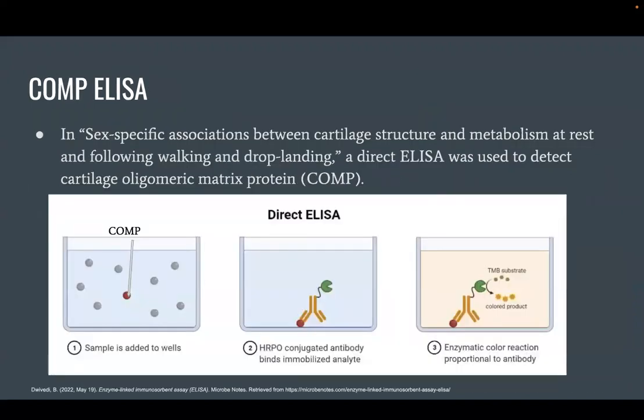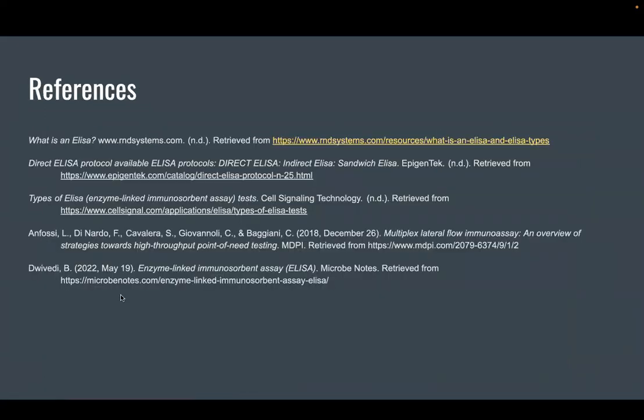So the specific paper I looked at was called Sex-Specific Associations Between Cartilage Structure and Metabolism at Rest and Following Walking and Drop Landing. And in this study, they used a direct ELISA to detect cartilage oligomeric matrix protein, abbreviated as COMP. And this is an antigen that is released when our cartilage is degraded. Down here in this first well, you see a little red circle, and this is representing COMP. And normally there would be a lot more in a sample, but there's only one here to help you visualize it easy.